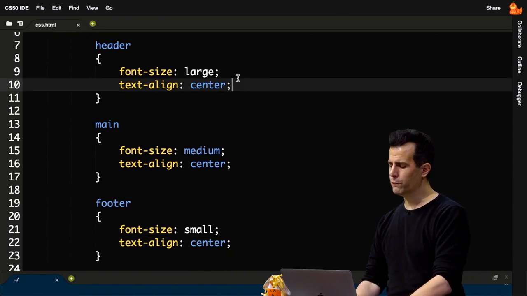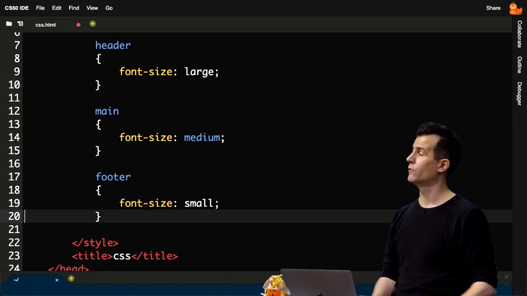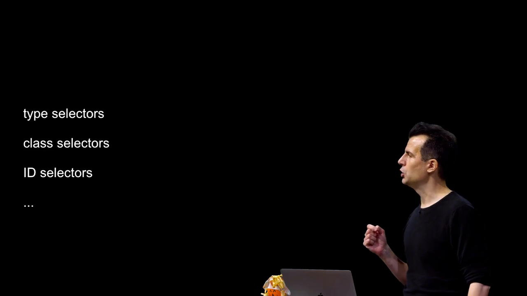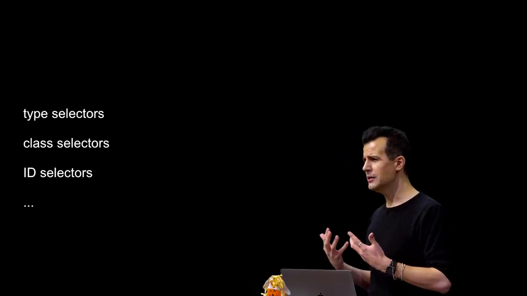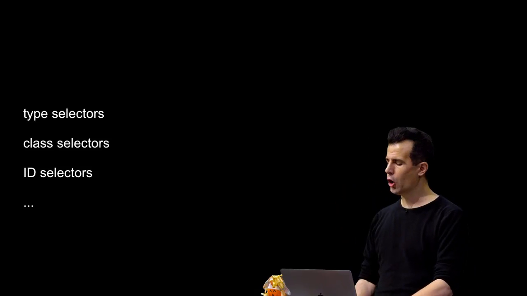And I could remove, for instance, text align center from here, text align center from here, text align center from here, and maybe apply it to the body instead. But there's other types of selectors I can use. If you want to define one or more properties in a reusable way, such that you can use them on all sorts of tags, turns out CSS supports what are called classes.